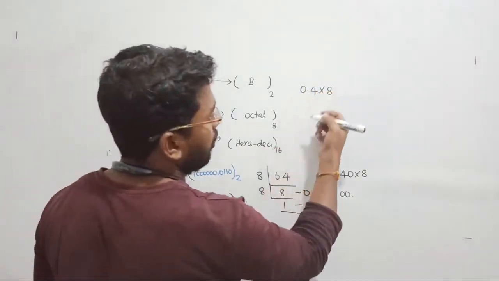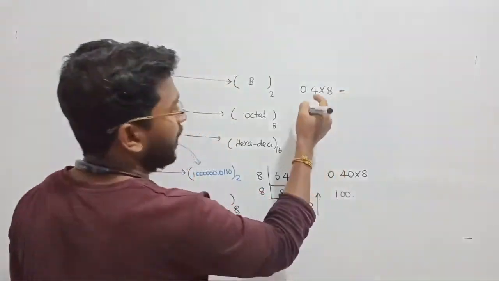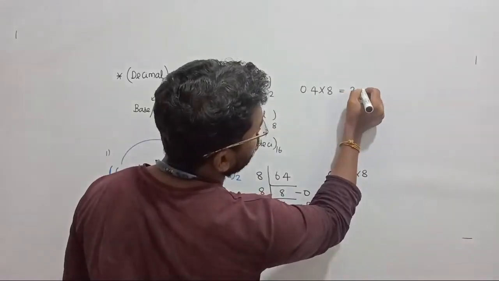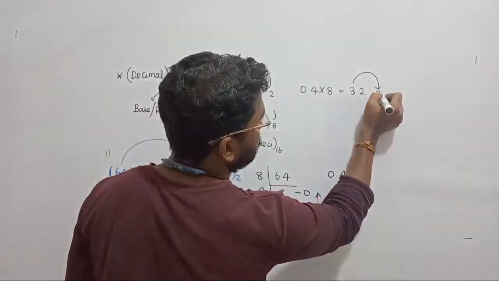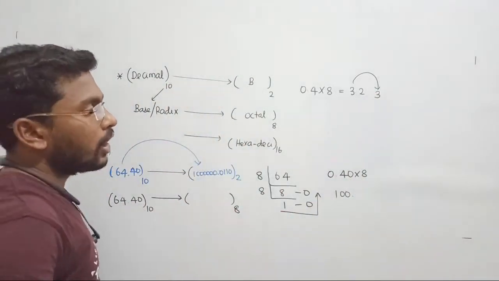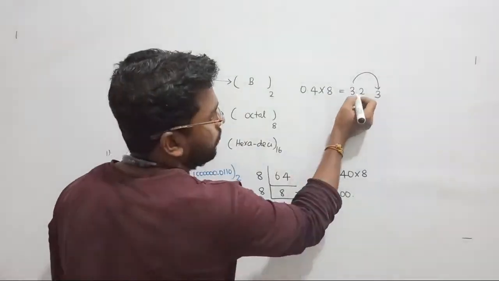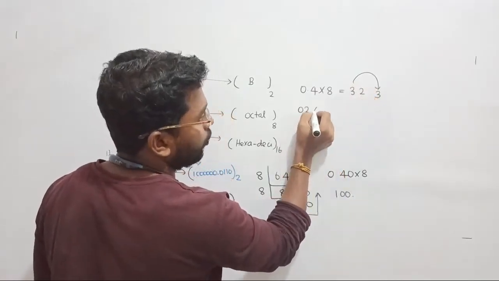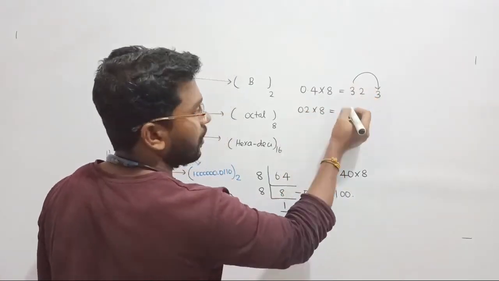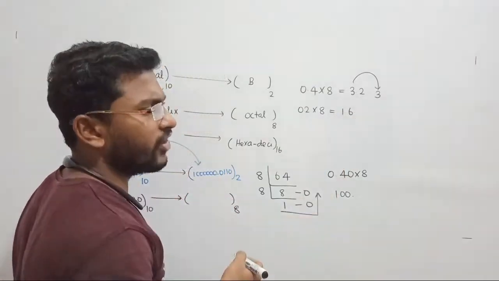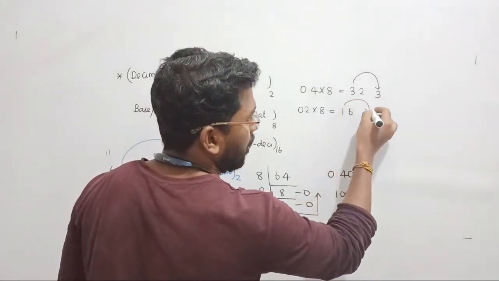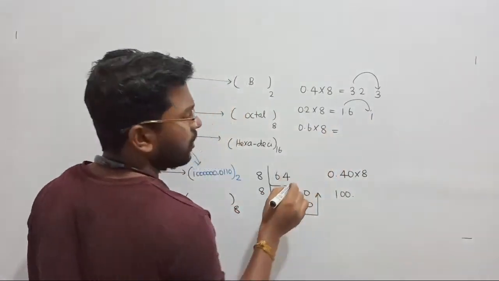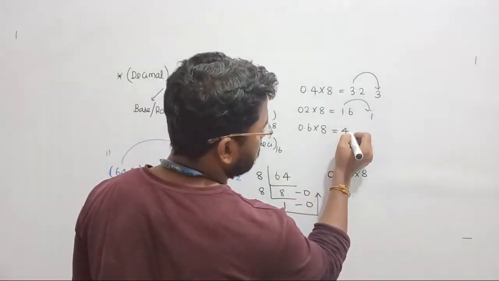If you multiply by 8, for example, 0.4 times 8 will give you 3.2. Collect the first value and put it outside. Again, consider the next fraction 0.2. After taking 3, only 0.2 remains. Take 0.2 and repeat. Multiply by 8 and it will give you 1.6, because twice 8 is 16. Again collect 1 outside. Take the fractional value and repeat the same procedure. 6 times 8 will give you 4.8.